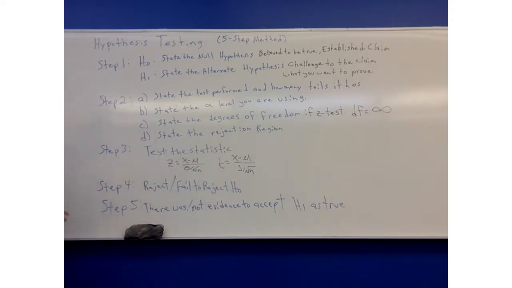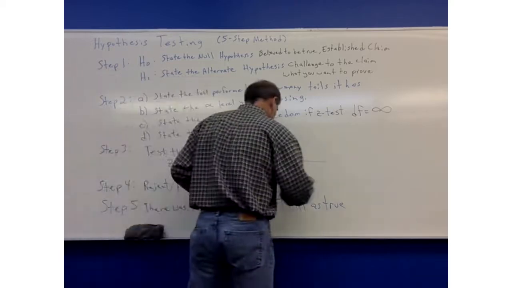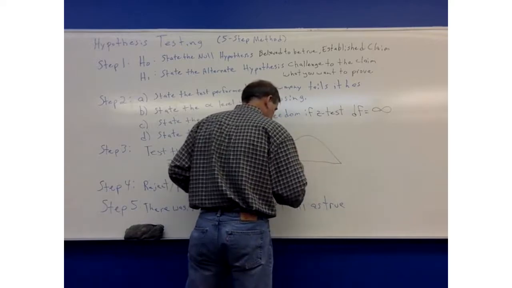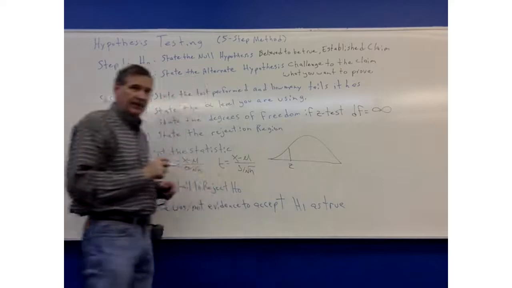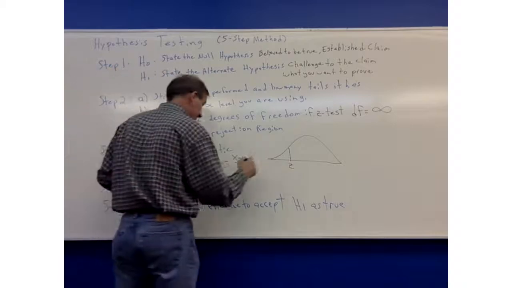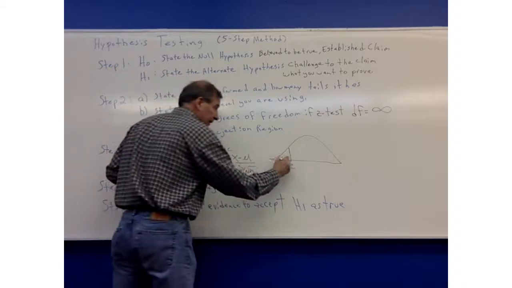Now, here's something that I'm kind of picky on, steps 4 and 5. Steps 4 and 5 are where you write your conclusion. Let's go ahead and put a normal distribution up. Suppose our cutoff is right there. We're doing a one-tailed lower-tailed test, and the test statistic that we compute in step 3 lands right there.